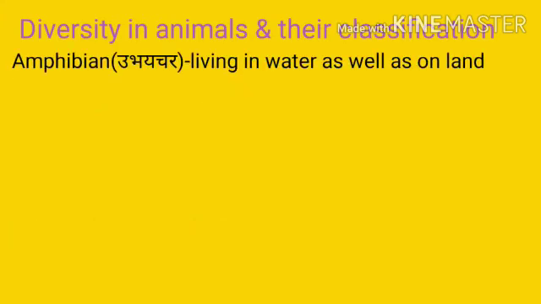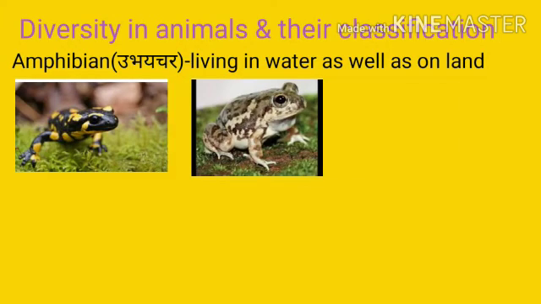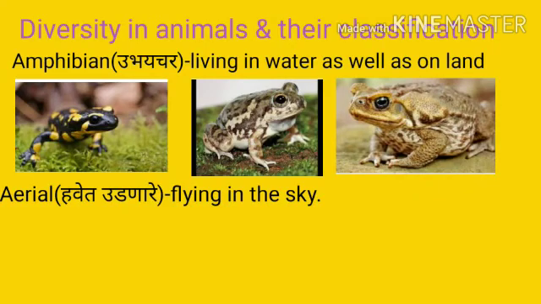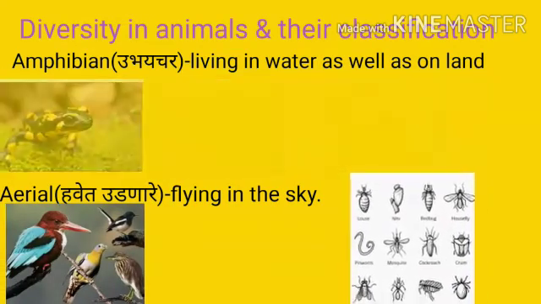Third, amphibians, means animals living in water as well as on land and respiring at both the places. ते दोन्ही ठिकाणी राहतात आणि दोन्ही ठिकाणी श्वसन करू शकतात. Example, salamander, frog and toad. And now the fourth one, aerial, that is those flying in the sky. Example, birds and some insects.